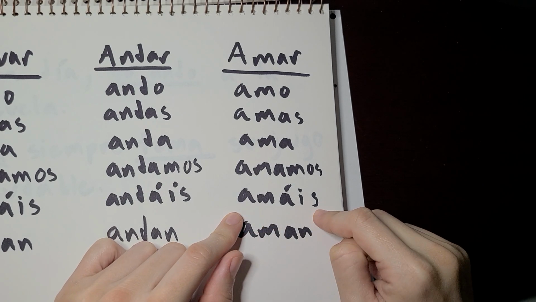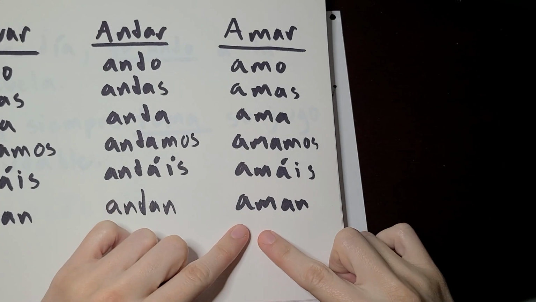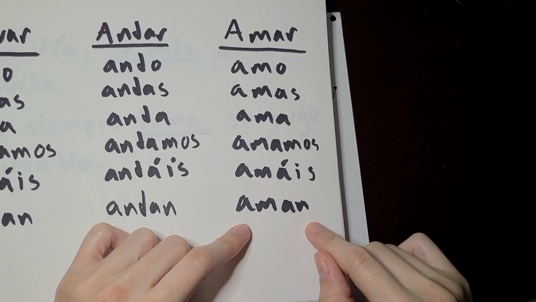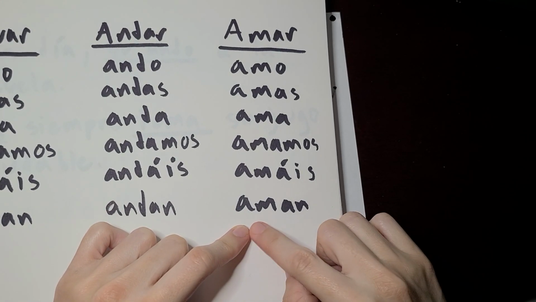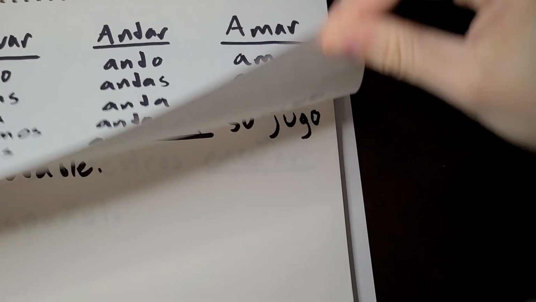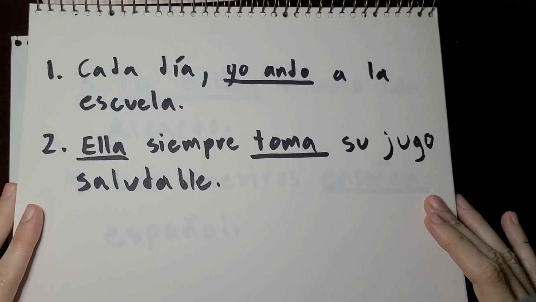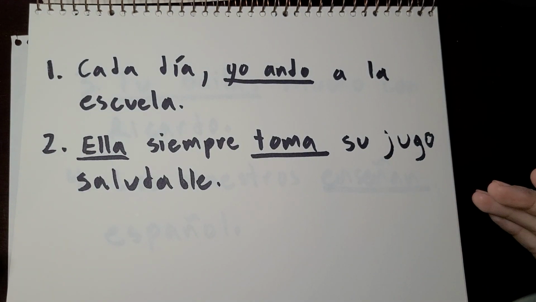Vosotros amáis. You all love, informal version. Ustedes aman. You all love. Ellos aman. They love. Okay, now let's go over some examples of present form conjugated verbs in a complete sentence.